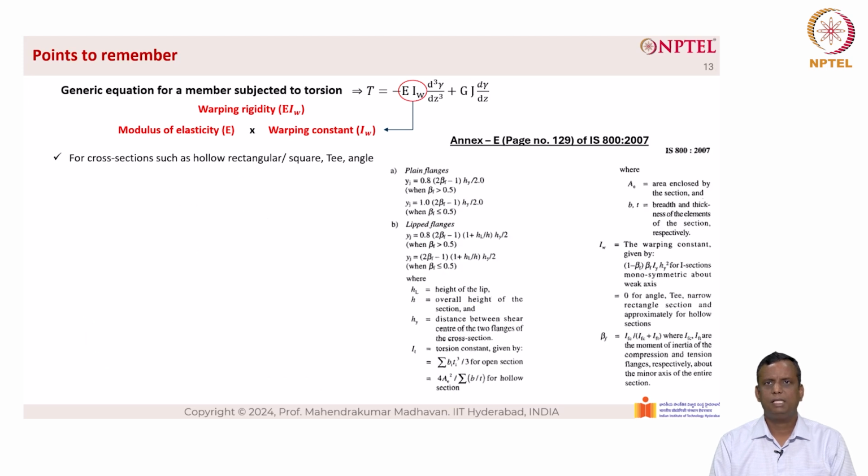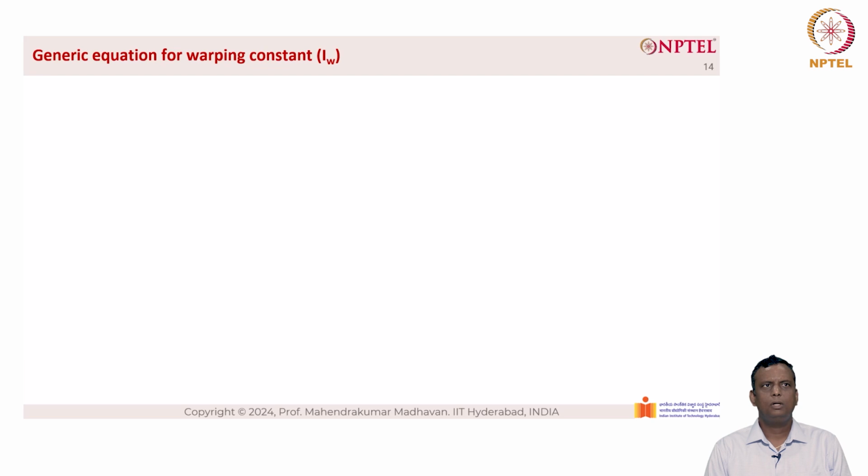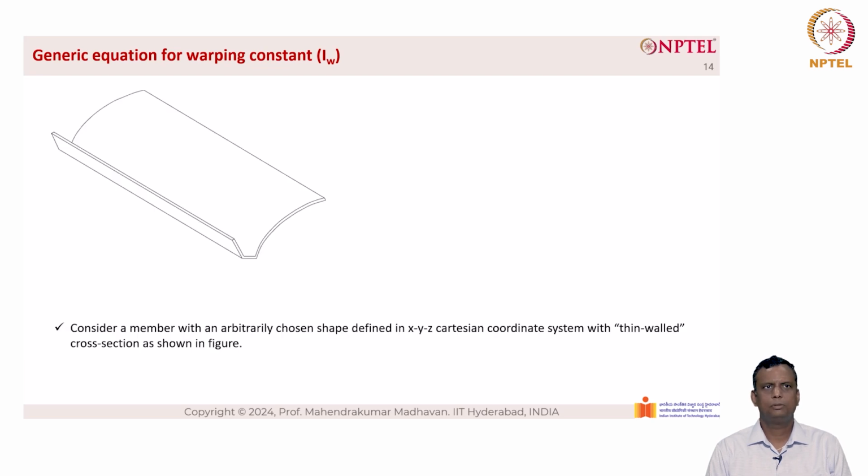Now Annexure E also tells us that for cross sections such as hollow, rectangular, square, T and angle, the value of I sub W is equal to 0, as you can see from the right hand side where it is marked in yellow color. What about channel sections? What is the value of I sub W? Now let's talk about the generic equation for the warping constant I sub W.